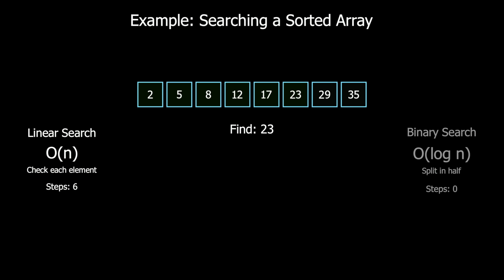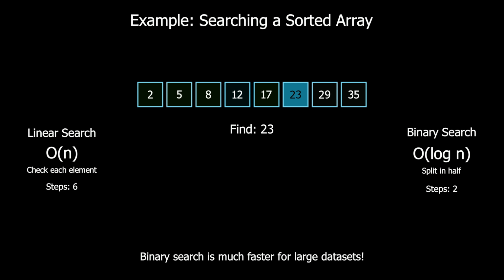Now let's try binary search. Binary search is smarter. It splits the search space in half each time. First, it checks the middle element. Then, it knows to look in the right half, so it checks the middle of that section. Found it. In just 2 steps. With larger datasets, binary search becomes dramatically faster.